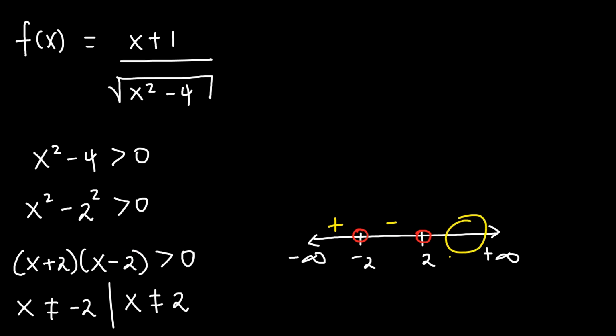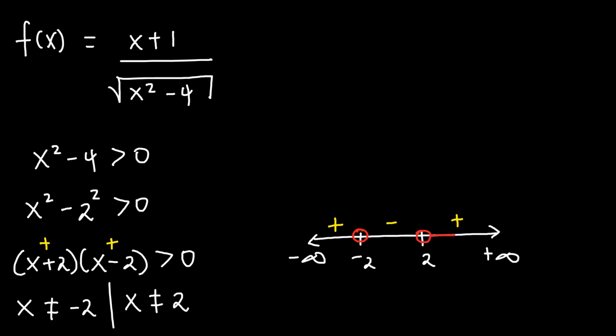And then for the third region, we need to put in a number between positive 2 and positive infinity. Let's say we put in 3. 3 plus 2 will give us positive 5, so this is positive. And then 3 minus 2 will be positive 1. Therefore, the third region is positive. Therefore, we shall take this region and this region.